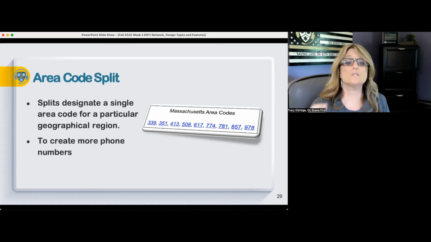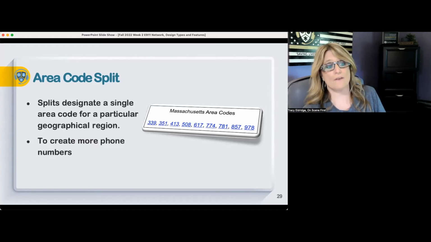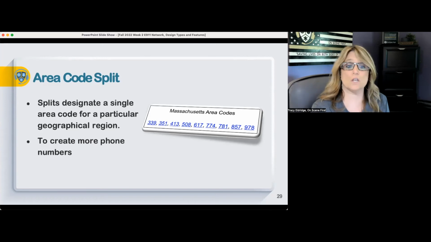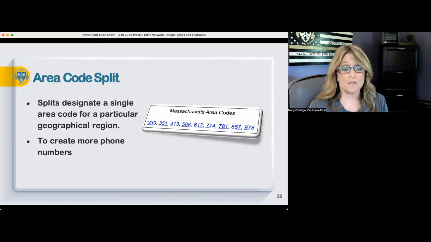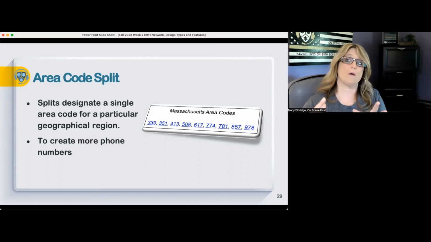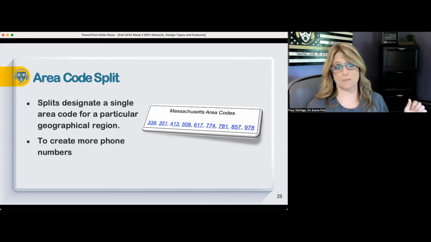An area code split designates a single area code for a particular geographic region. It's to create more phone numbers. So if you think about it, if Massachusetts is broken up into, say, 256 communities, you're not going to have 256 area codes. So maybe originally, I don't even know, I'm just making this up, but I just want to kind of give you this perspective.